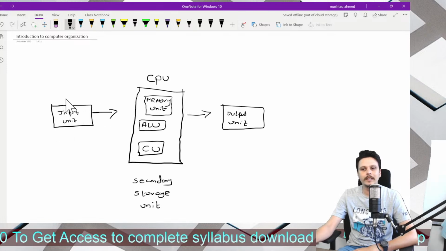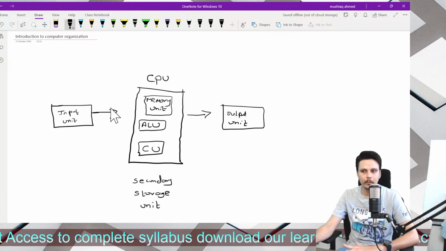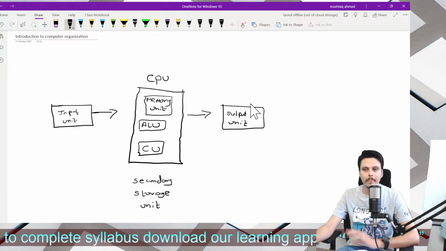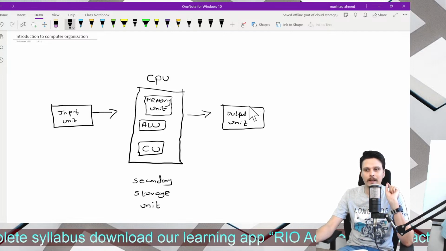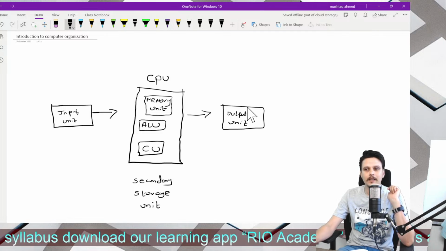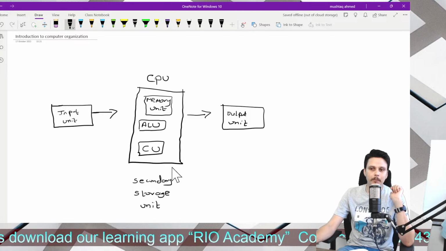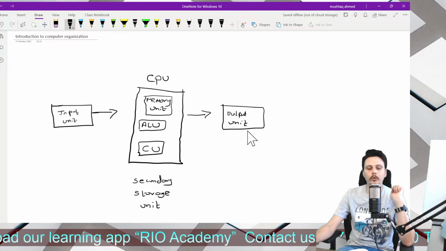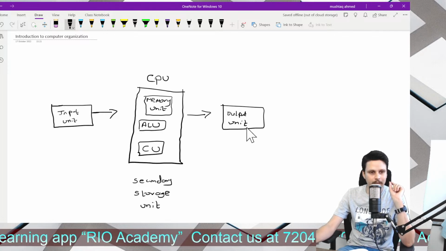So input unit is used to feed the data to the computer, and output unit is used to show the already existing data. What do you mean by existing data? The data which is already present in the CPU, only that much it can show. So output unit is a unit which is used to display the data.